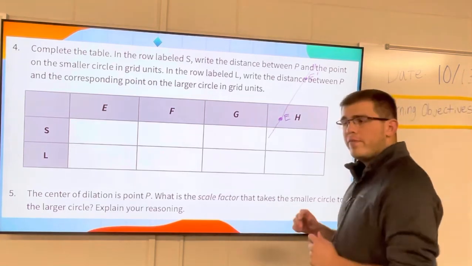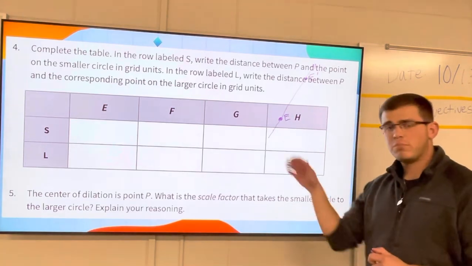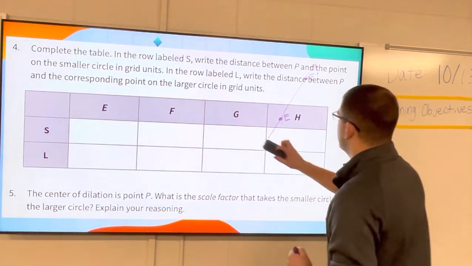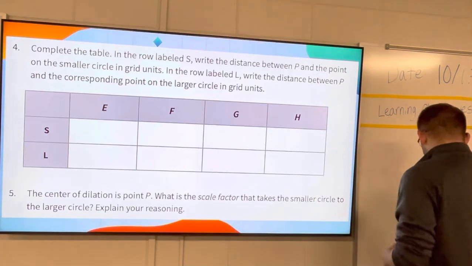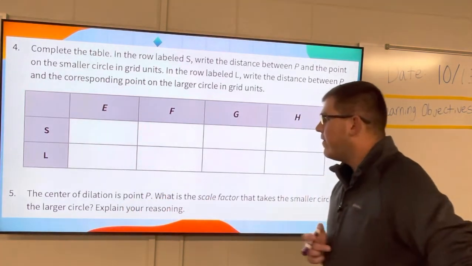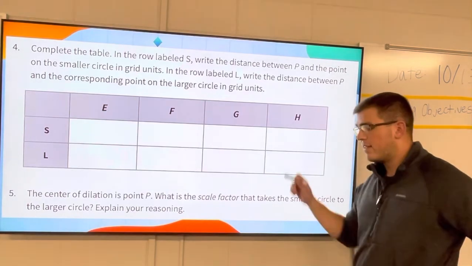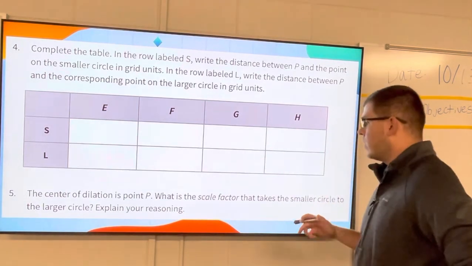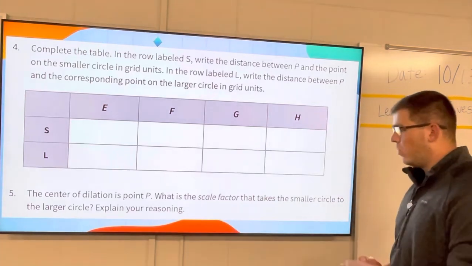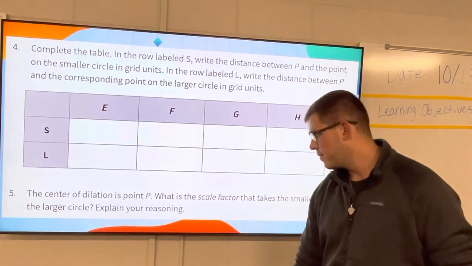Okay, hopefully you pause the video and you come back now. If you haven't yet, please pause and then we'll talk about number 5 now. Question 5 is asking, the center of dilation is point P. That's that center point in that big grid. What is the scale factor that takes the smaller circle to the larger circle?